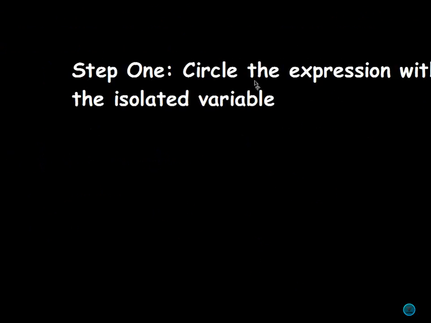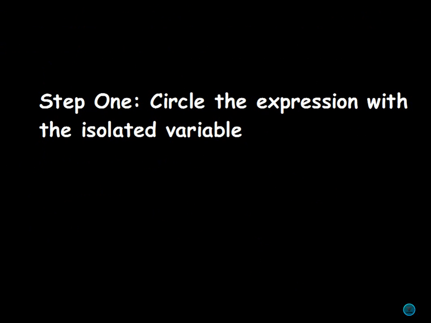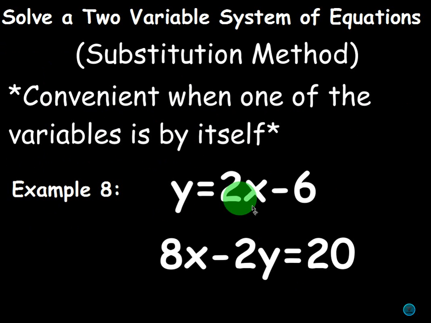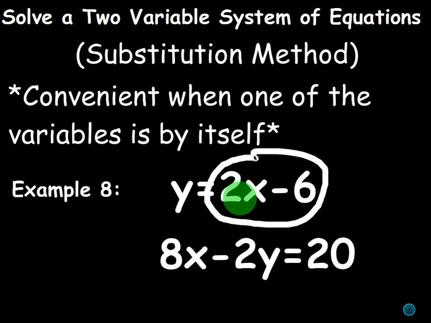Okay, we're going to do step 1 again. We're just going to circle the expression with the isolated variable. So we're going to circle that top one. And we can actually just circle the 2x minus 6 because that's ultimately what the y is going to be replaced with.